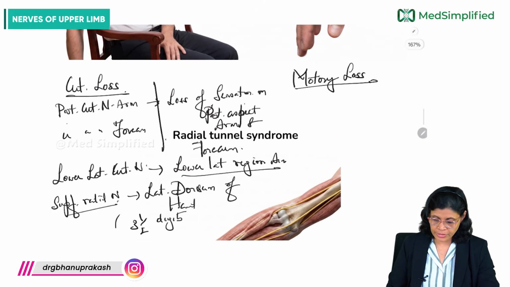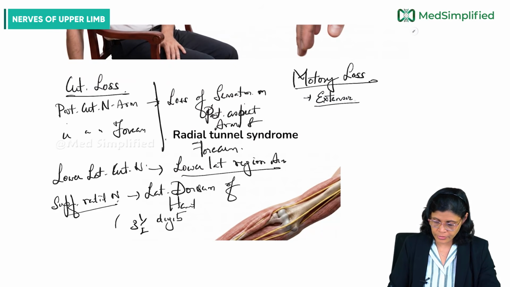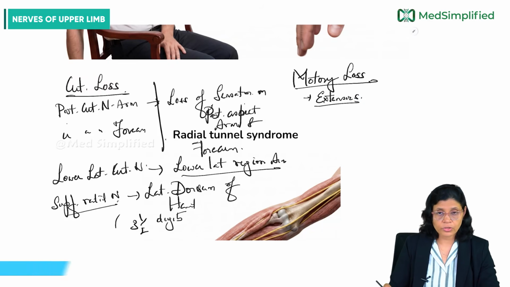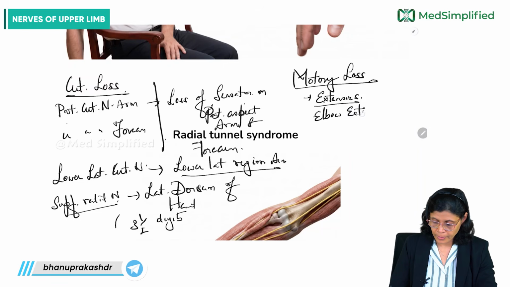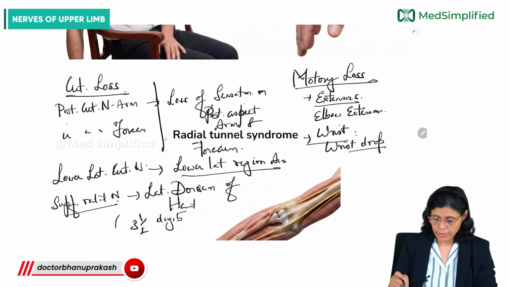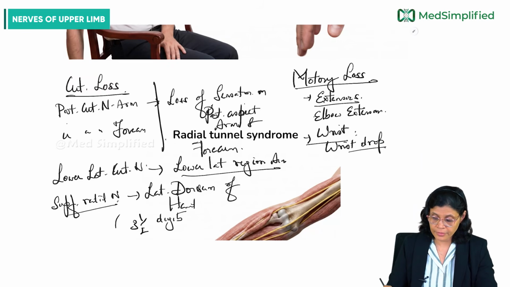The motor loss, where do we see it? We see it in all the extensors. So there is loss of extension of the elbow because of the triceps involvement. Then loss of extension of the wrist due to paralysis of the wrist extensors, and that will lead to wrist drop. There is unopposed action of the flexors, so the wrist is dropped. That is known as wrist drop.